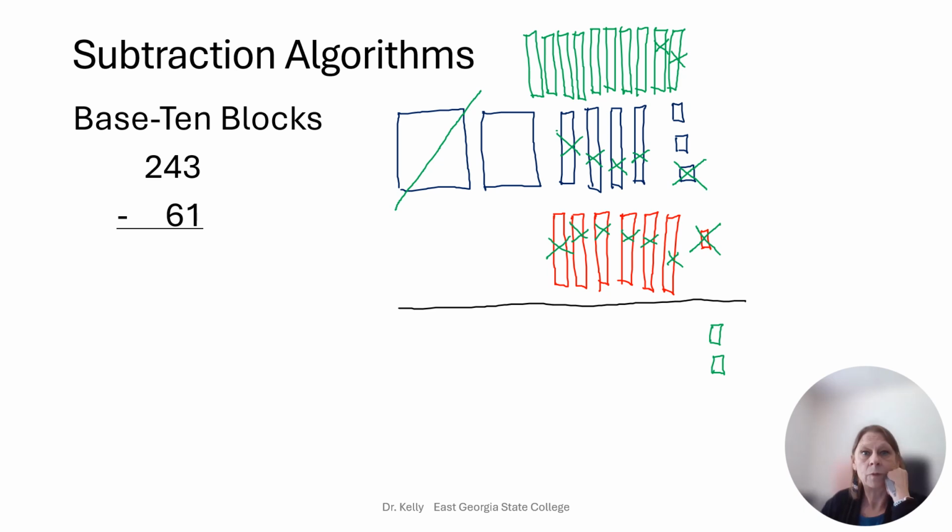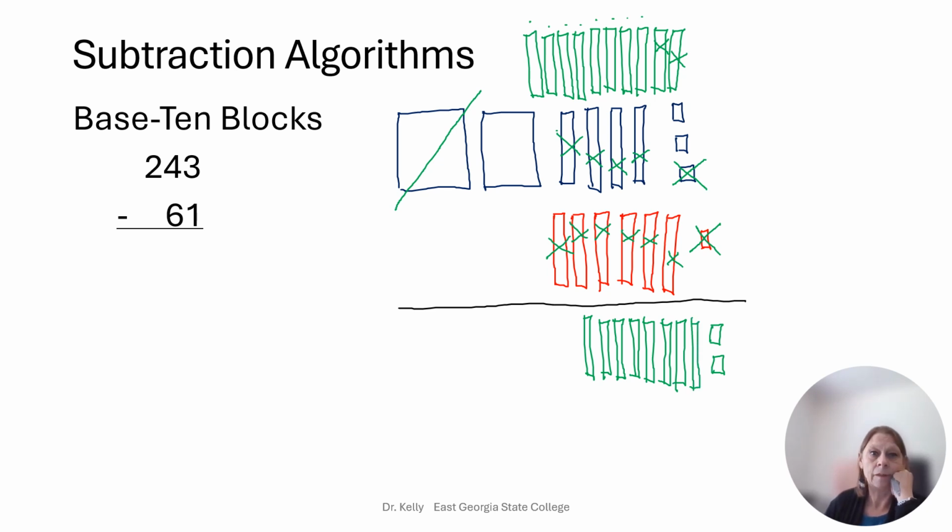So what are we left with? 1, 2, 3, 4, 5, 6, 7, 8. So we have 8 of those left. And there's no flats to take away from this flat, so we're left with a flat. So our answer is 182.